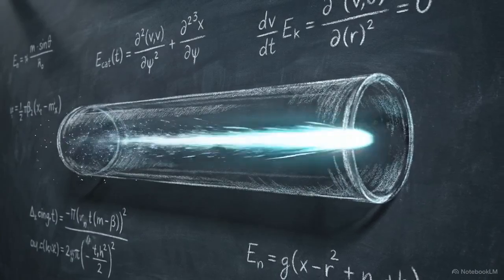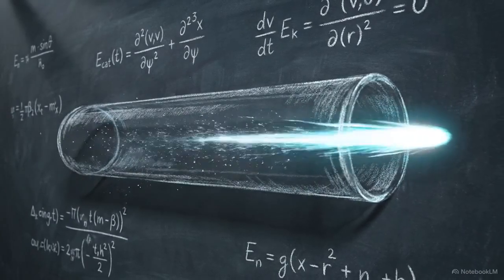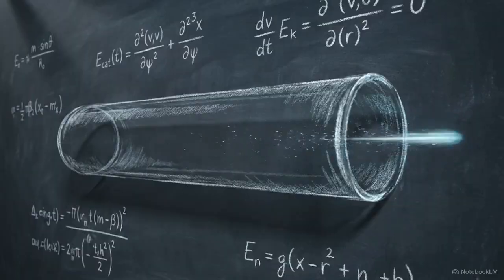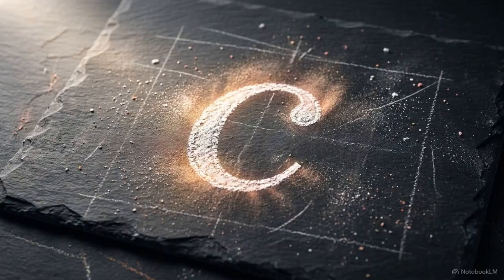Look at this particle beam. To understand the physics governing this energy, you have to accept one absolute rule. The speed of light in a vacuum is exactly 299,792,458 meters per second, no matter how fast you are moving.